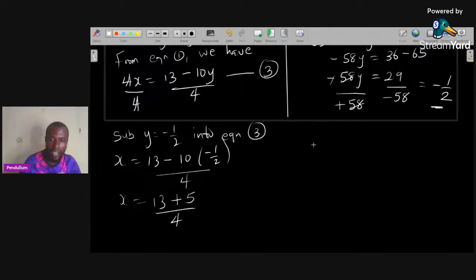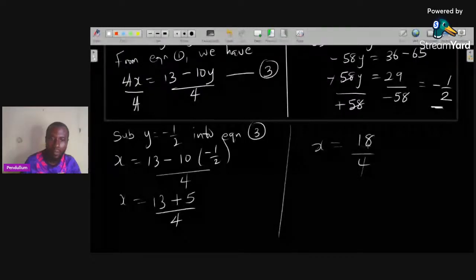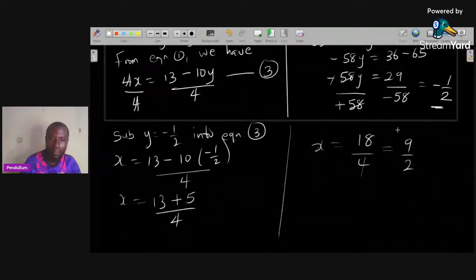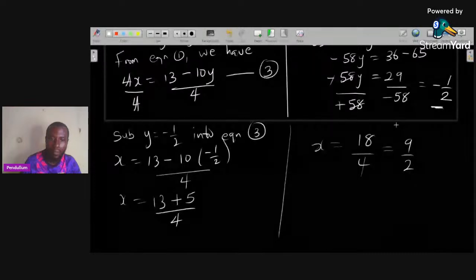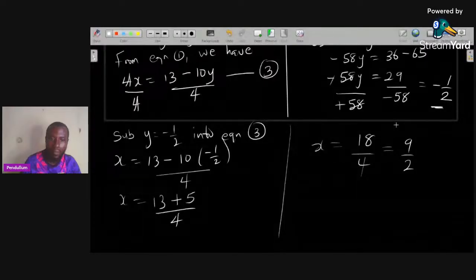And x is equal to 13 plus 5 is 18, right? Over 4. I'm not wrong. Yes. And if I divide this, 2 into 18 is 9, 2 into 4 is 2. So x here is 9 over 2. Okay. This is what we got in the other one. I can't recall the answer from the other one, but I don't think it's 9 over 2.